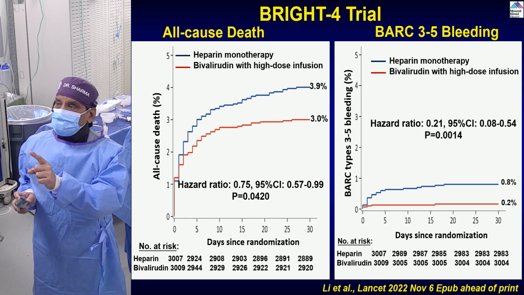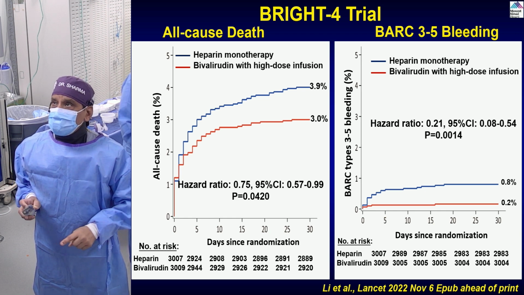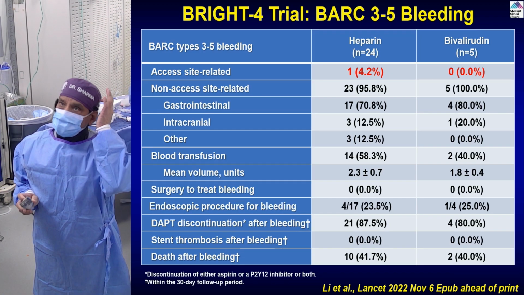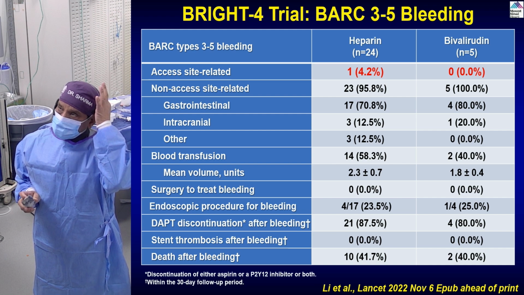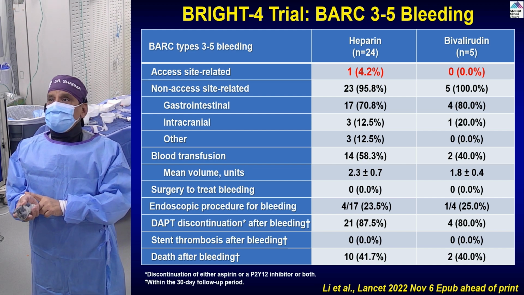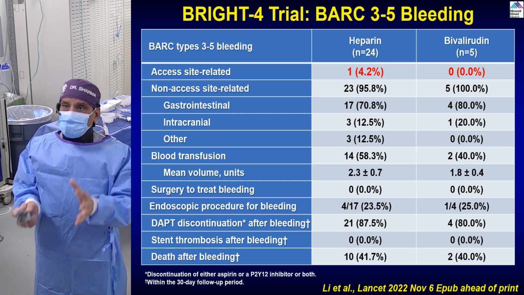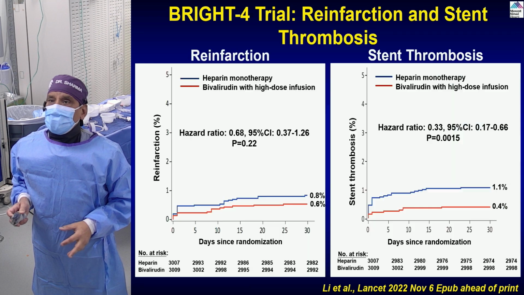And bleeding, of course, was also significantly reduced, the high bleeding, which is shown here. These are the individual components. Majority of them were access site bleeding, 4.2 versus 0. Remember, majority of these cases are done by radial. So most of the events occurred basically in the non-access site bleeding.